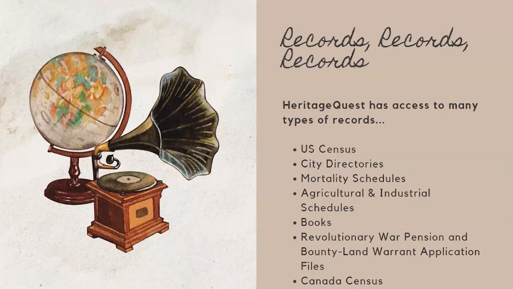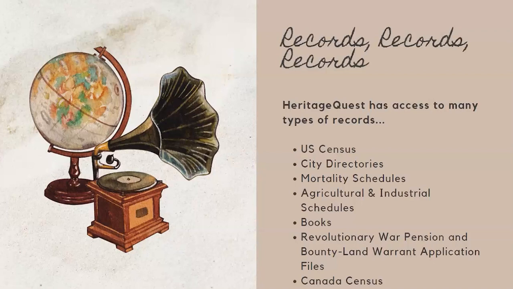Mortality schedules were a part of the U.S. federal censuses from 1850 to 1880, and they provide a state-by-state death register of the individuals who passed away in the previous year. They provide vital information about the individual that can be used to locate further information, such as obituaries and cemetery records.